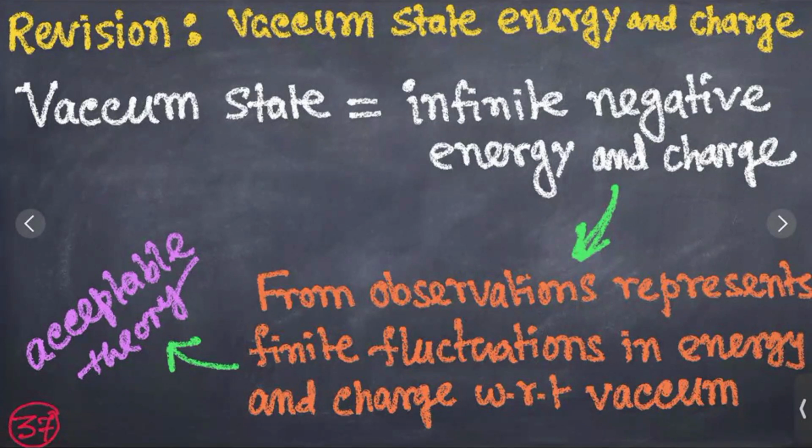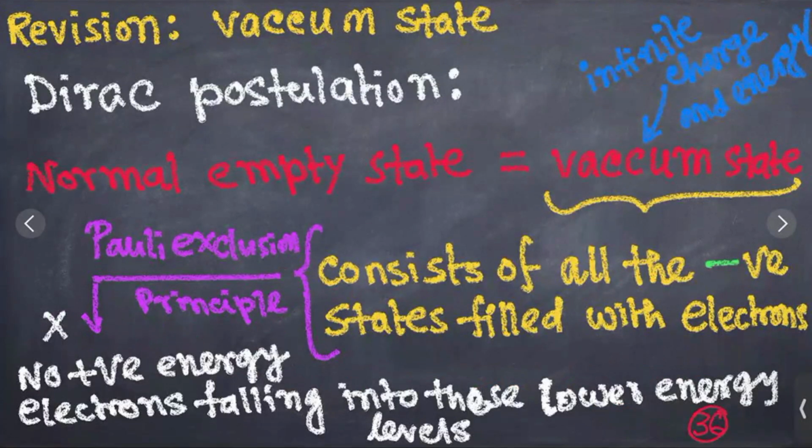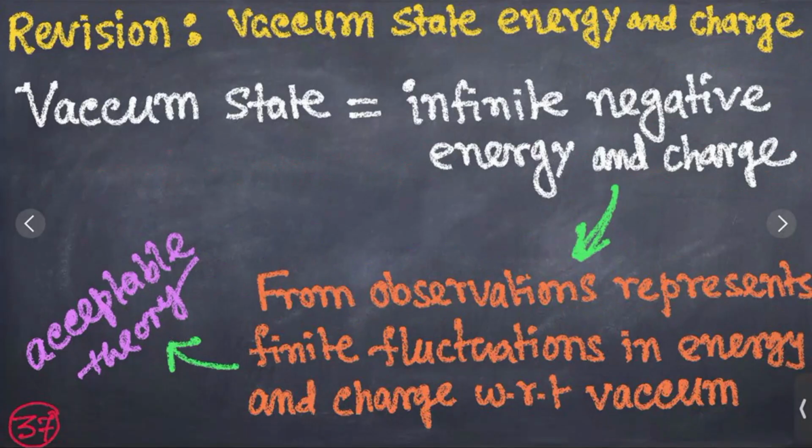So that's how I define it. I consider a state which is filled with negative energy. Can you go to the next slide? Slide 37 says, "from observation represents finite fluctuation in energy and charge with respect to vacuum."